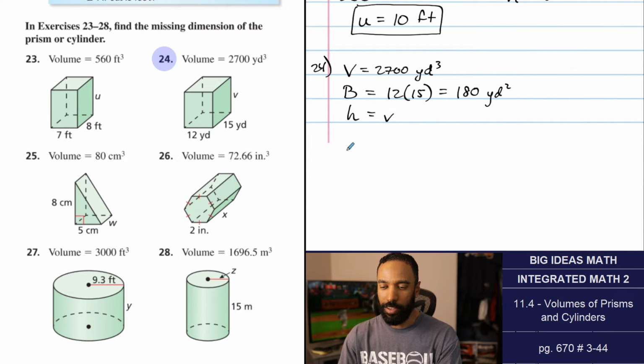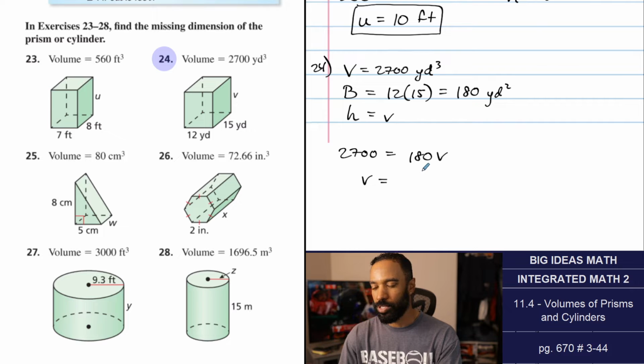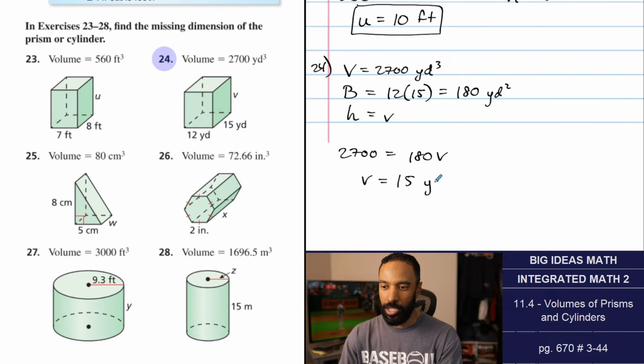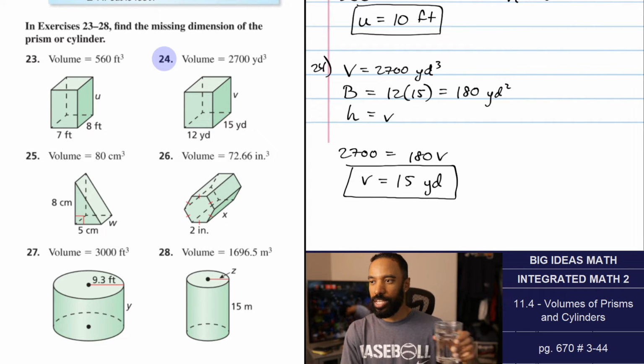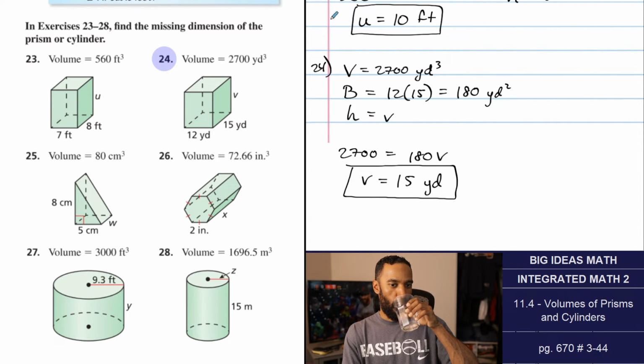When volume is area base times height, we can say 2,700 equals 180 times V. And then you divide by 180, you get V equals, is that 15? I think that's 15. 15 yards. So V being the height, I'm going to double check that. 2,700 divided by 180. It should be 15, I believe. Yes. So 15 yards, the height, the V.